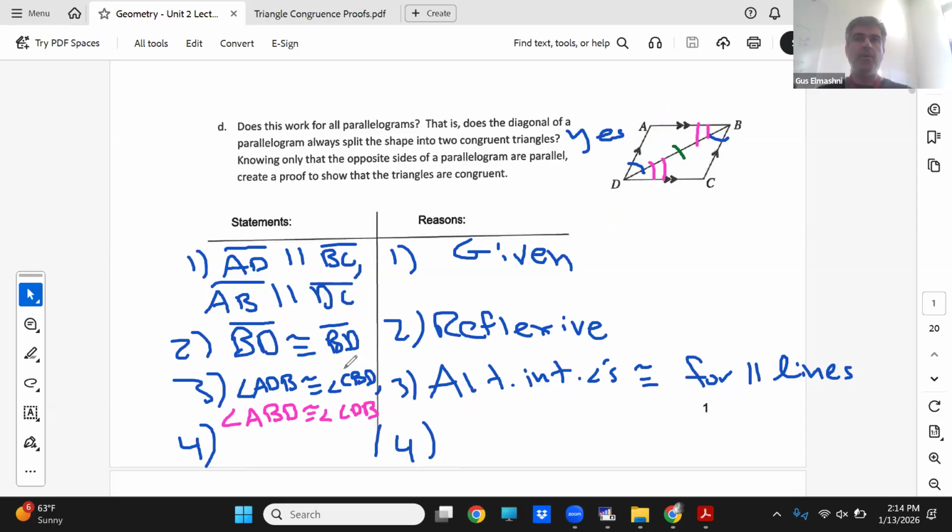So now I can prove the triangles are congruent, right? Triangle ADB is congruent to triangle CBD. And that's ASA.